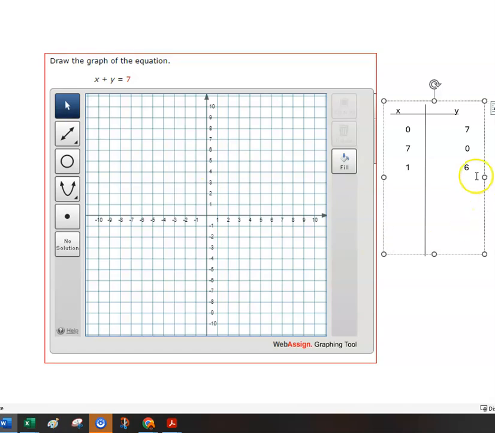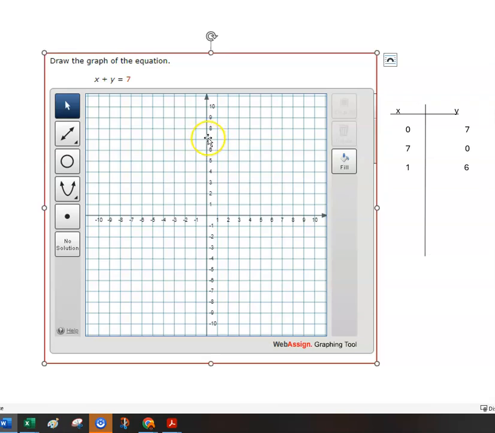I'll go in, and I'll label them. So 0, 7 means I'll go right to left 0. That means I'll just stay right there. Then I go up 7. Okay, there's 1 point. Okay, that's a really big point. I didn't need to make it that big.